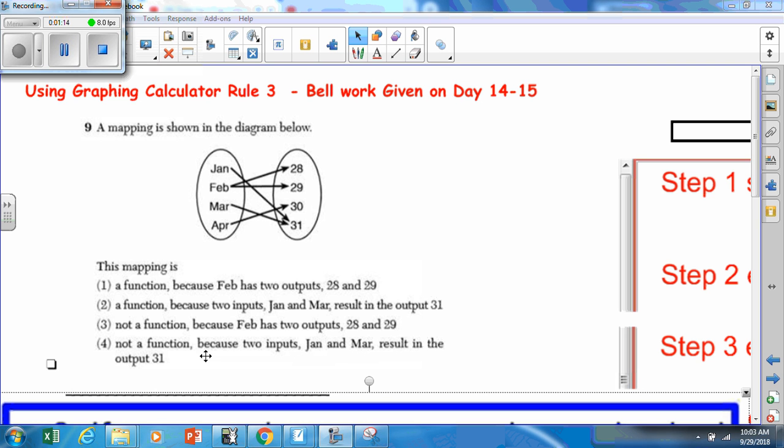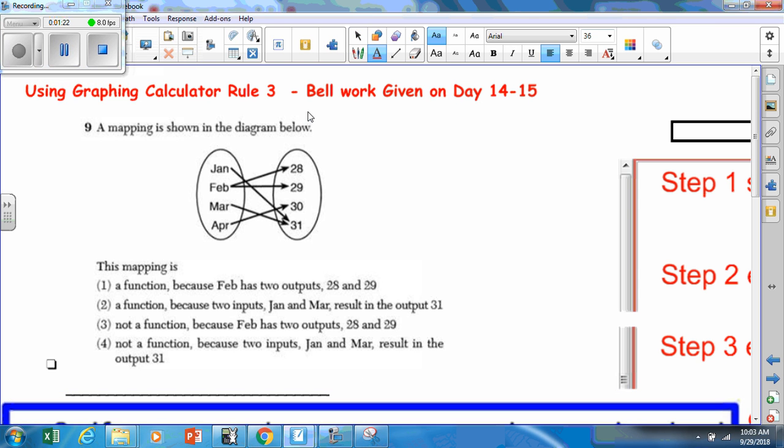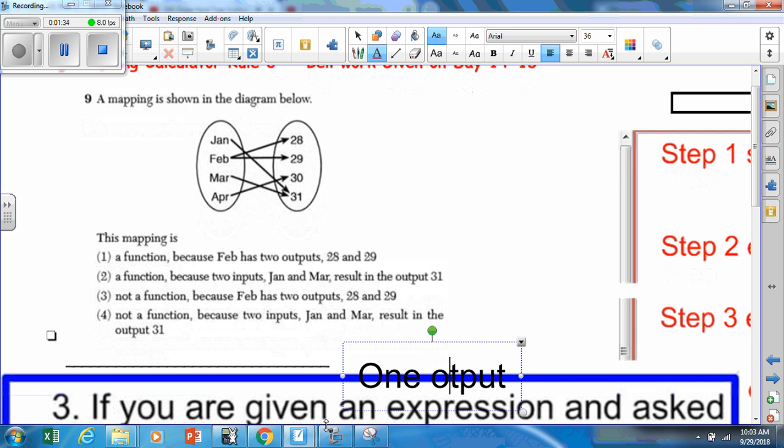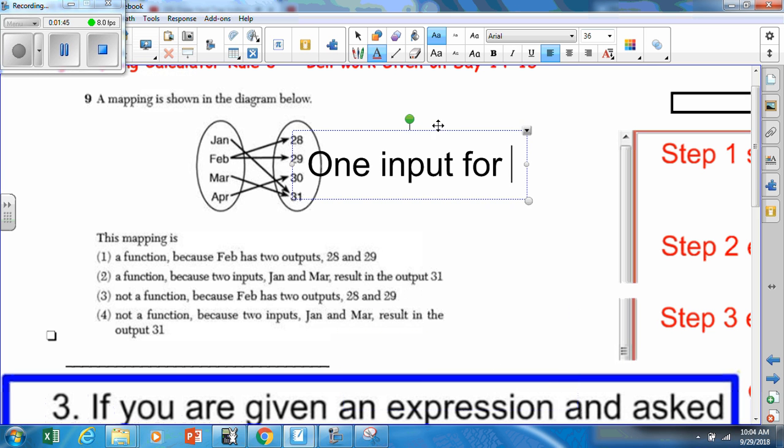The rule is this: one input can only have one output. Now, this is a very simple but a very profound way of looking at functions.